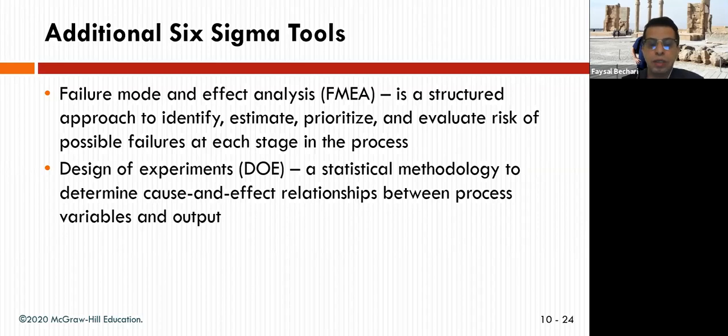The other tool is design of experiment, which is a statistical methodology to determine the cause and effect relationship between the process variables and output. Probably you can utilize the marketing research course, cause and effect. If this process goes below the standard by 5%, what's the effect on the end product? How many defective products will we be facing? This is cause and effect. You can have a numerical correlation between them.